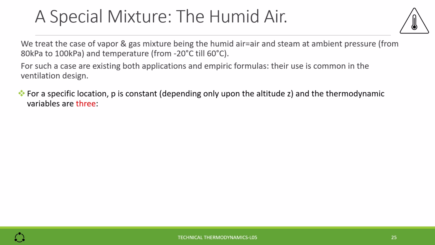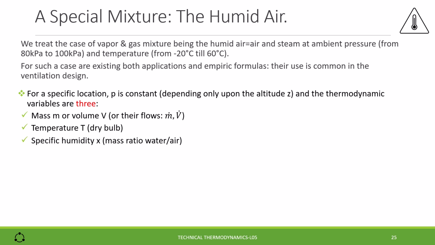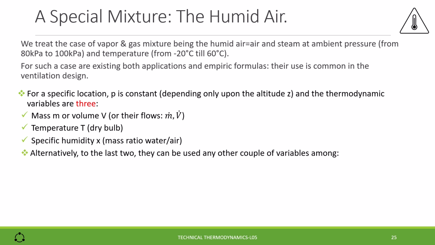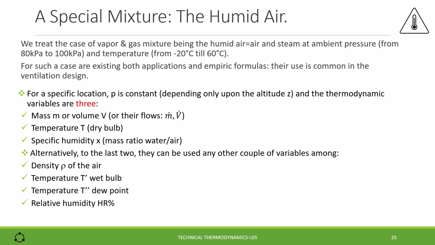For a specific location, the pressure is constant, depending only upon the altitude, and the thermodynamic variables are only three: the mass m or the volume V, or their flows, the dry bulb temperature, and the specific humidity, that is by definition the ratio between the mass of the water and the mass of the air. Alternatively to the last two, any other couple of variables can be used among the density of the air, the wet bulb temperature, the dew point temperature, the relative humidity, and the specific enthalpy.